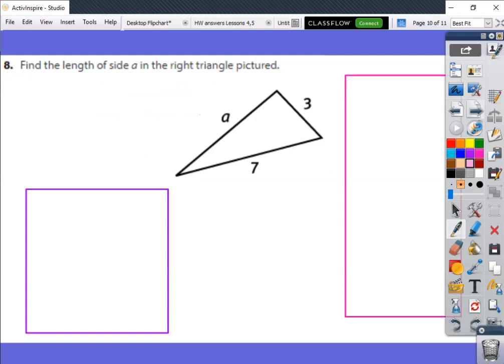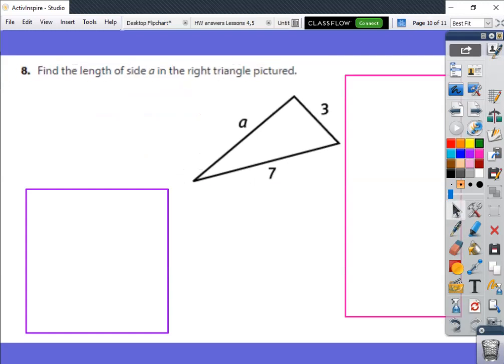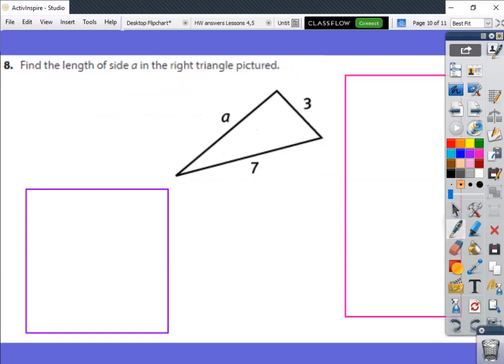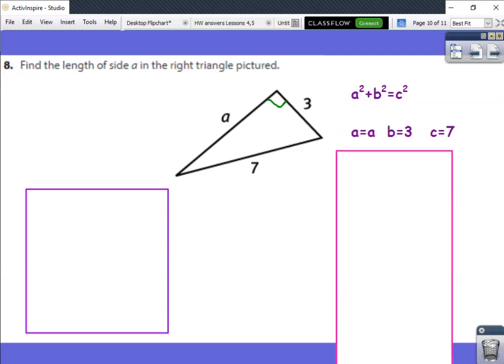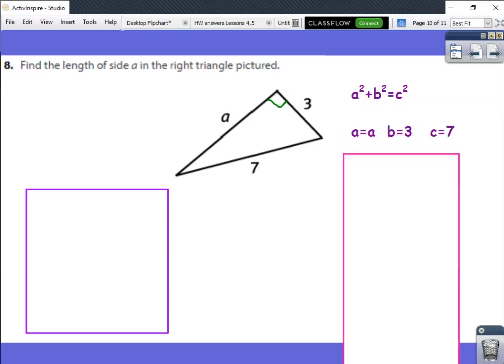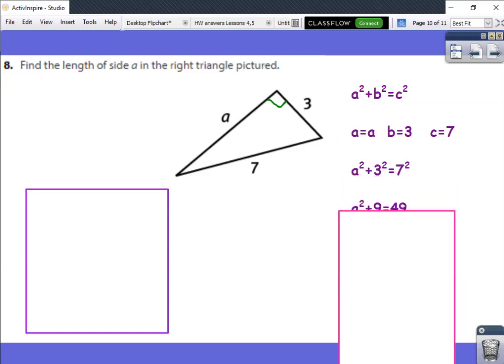Find the length of side A in the right triangle. So since they tell us this is the right triangle, now we can assume that this will be the right angle here. So I can just use the Pythagorean theorem, a squared plus b squared equals c squared. Plug in, I know a is a, b is 3, c is 7, the longest side. Plug it into my formula here, follow step by step. A squared is 40.